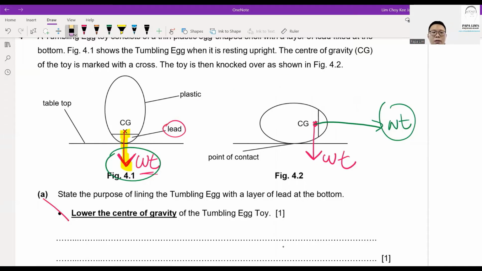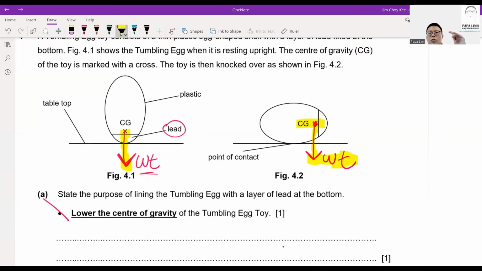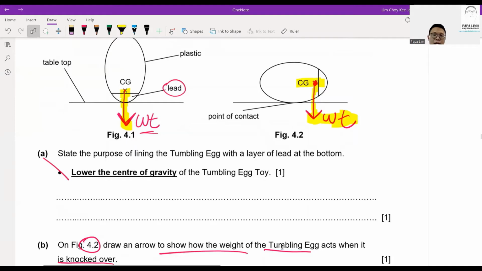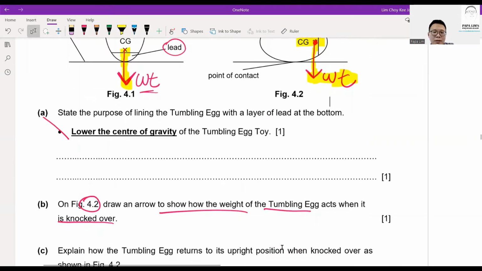Remember weight. When we look at weight, it is by gravity, and it has certain properties. The weight of the object always acts at the CG, and it always points vertically down, because gravity always pulls downwards. So take note of the answers, take note of how I get it. So don't fall for this trick again if it ever comes out in the exam.